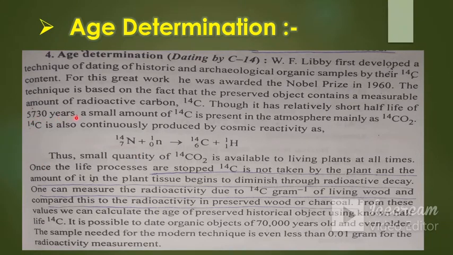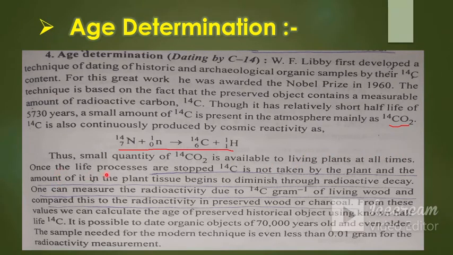5730 years. A small amount of C14, that is carbon 14, is present in the atmosphere mainly as CO2-14. C14 is also continuously produced by cosmic radiation as N14(7) plus n(0)1, that is neutron, it gives C14(6) plus H1(1). Thus, a small quantity of CO2-14 is available to living plants at all times.